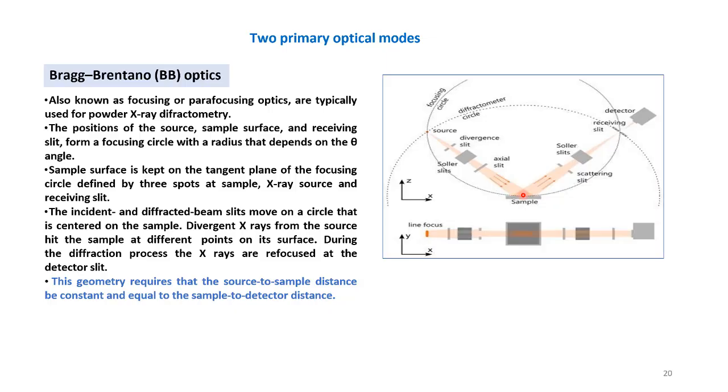Then divergent X-rays from the source hit the sample at different points, and during the diffraction process, the X-rays are refocused on the detector slit. Here we have a divergence slit, and here again it is getting converged. So we have a scattering slit which converges the rays, and on the receiving slit we will get a point kind of ray. This geometry requires that the source to sample distance be constant and equal to the sample to detector distance. So that's why the sample is to be kept at the center.